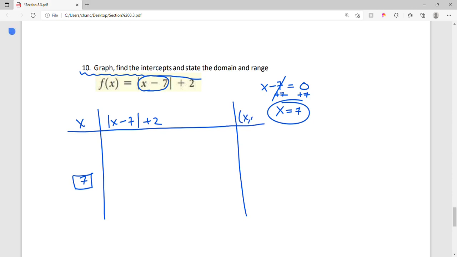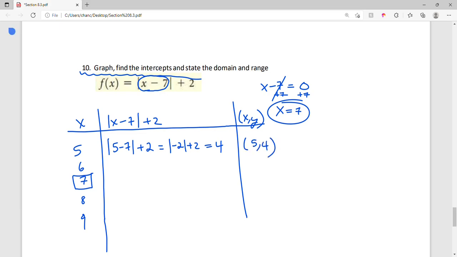And we'll create a table here. Let's pick values 6, 5, 8, and 9. Again, you can pick as many points as you want. I just want to get a general feel for the graph, so I like to pick 5 points. We'll substitute a 5 into the equation. 5 minus 7 is negative 2. The absolute value of negative 2 becomes a positive 2. 2 plus 2 is 4. This is the point 5 comma 4.